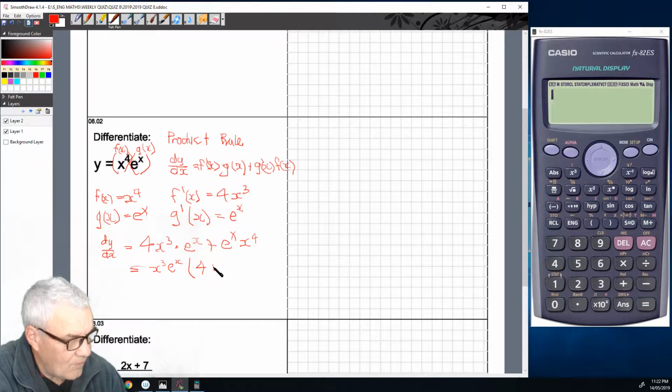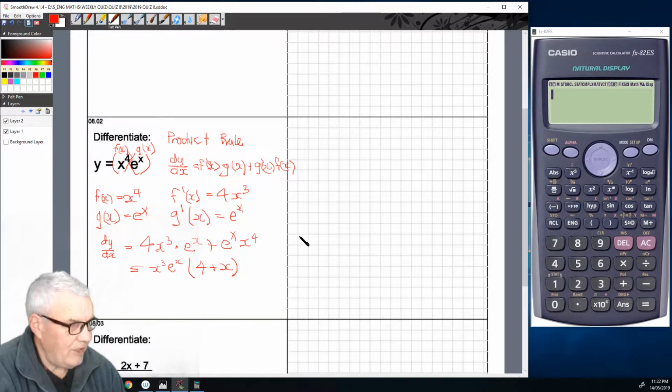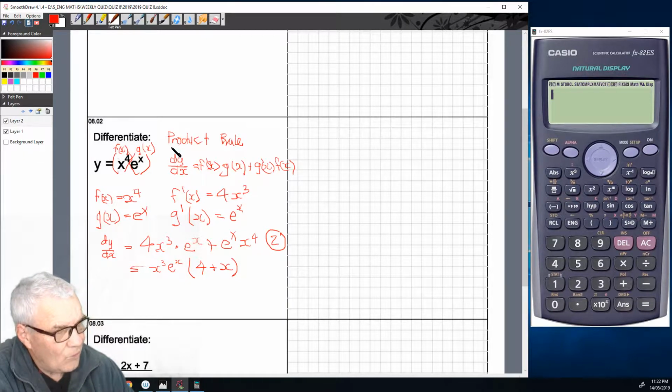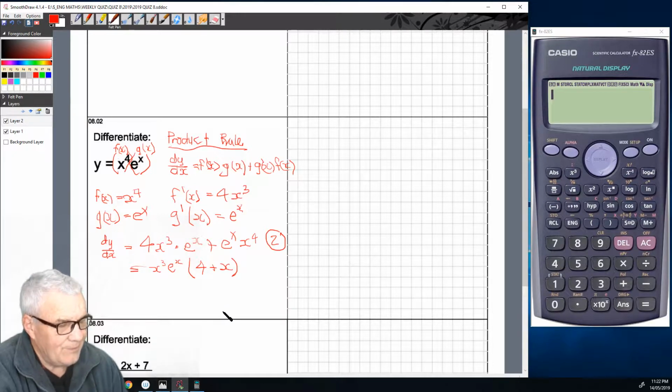plus x. Okay, so either one of those is acceptable. 2 marks to you, my good man, for getting that one right. And that's the product rule, because the two functions are multiplied together.